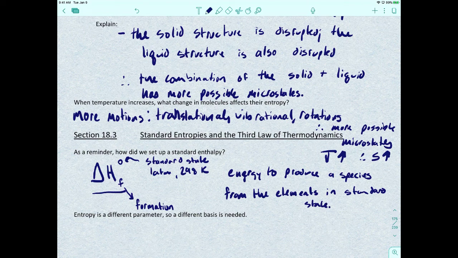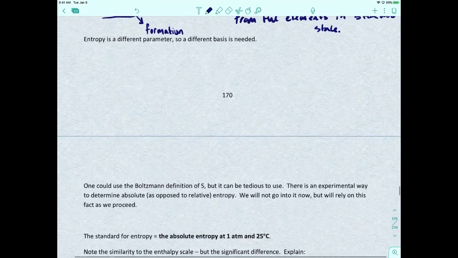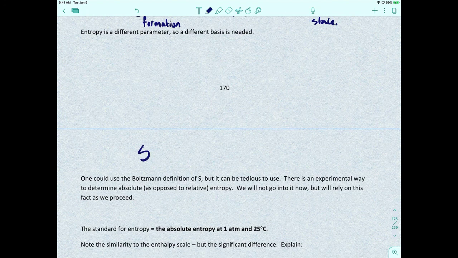Okay. Now, entropy is a different parameter than enthalpy, so we're going to have to set this up a little bit differently. We could definitely go back to the Boltzmann equation, S equals k natural log of W, and define it that way, but it could get really tedious because we need to know the number of microstates, and that's harder to define, especially if we're using this for molecules. Now, there is an experimental way to determine absolute as opposed to relative entropy. We won't go into it now, but we'll rely on this fact as we proceed.